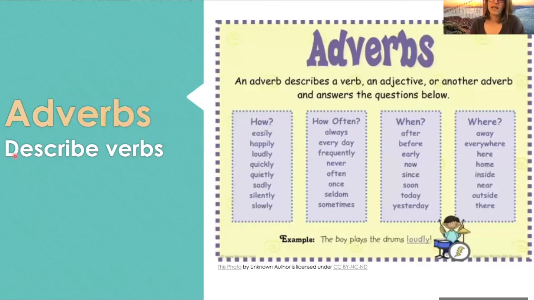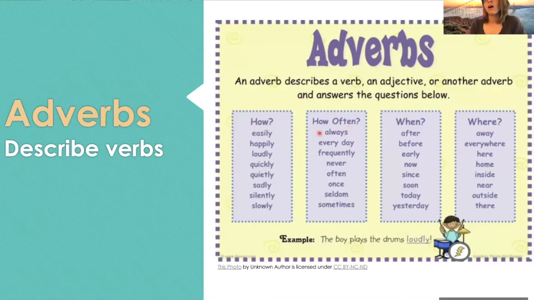Adverbs are words that describe a verb. It describes other things, but for the purposes of this kind of introductory overall grammar course, we're just going to say it describes a verb. So it can describe how something is done, how often something is done, when something is done, or where something is done. Easily, quietly, slowly, all describe how something is done.